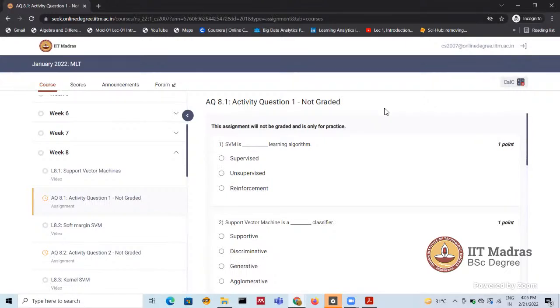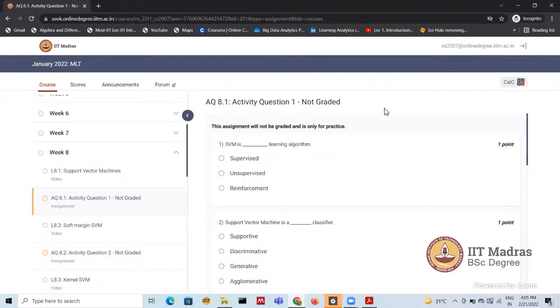Okay, so first we'll go through these activity questions, and many of these activity questions are already part of the video lectures. So I will just ask the questions and you can turn on your mic and tell the answer, and if there is some problem or doubt, we can discuss that. The first question: support vector machine is a dash learning algorithm. Is it supervised, unsupervised, or reinforcement?